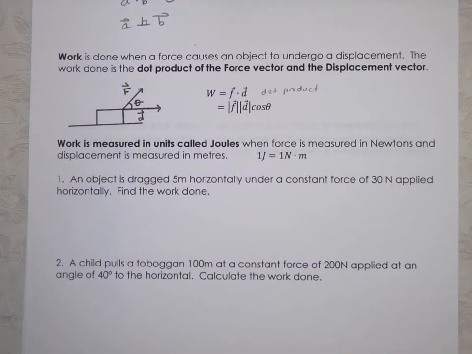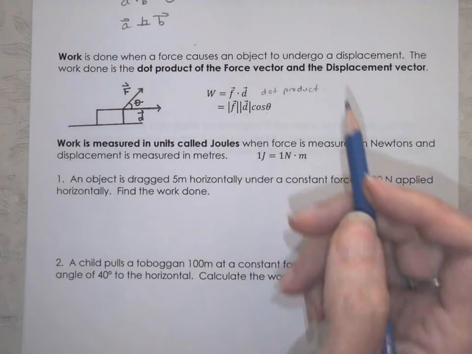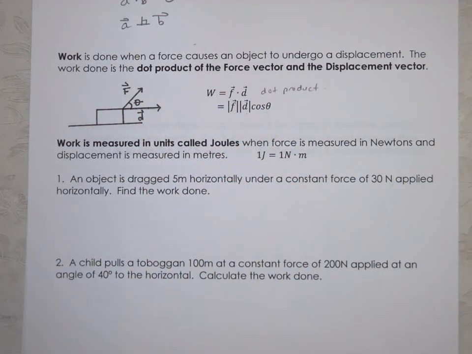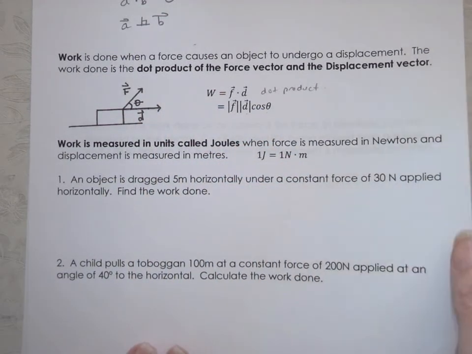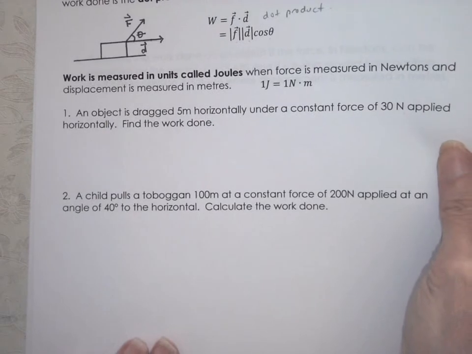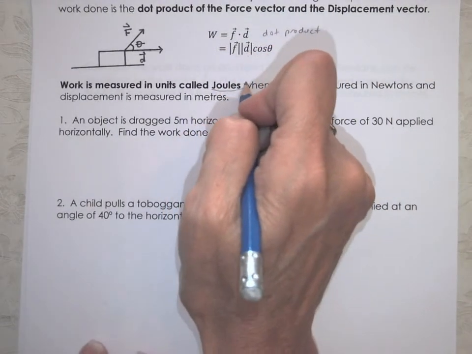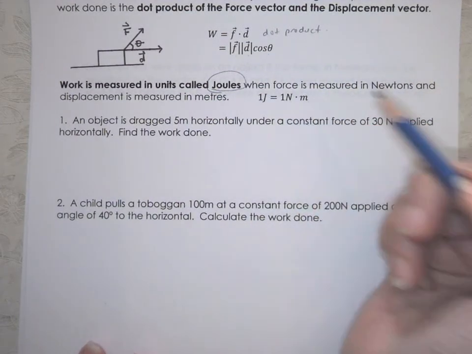Okay? So when a force causes an object to move, the work done is the dot product of the force and the displacement vector. So work is measured in units called joules. So if you're not a physics person, joules is the unit work is measured in. It's also newtons times a meter.